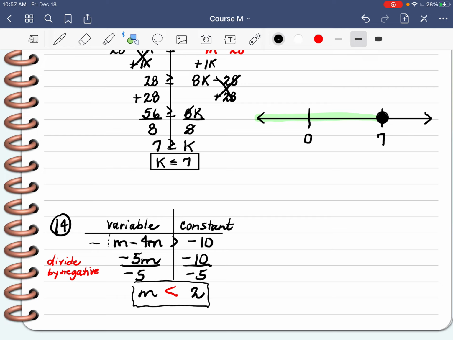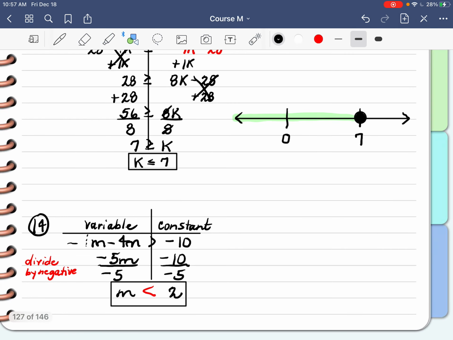And here's the solution that I want to graph. 0, positive 2, interval is open, and I go below the circle.